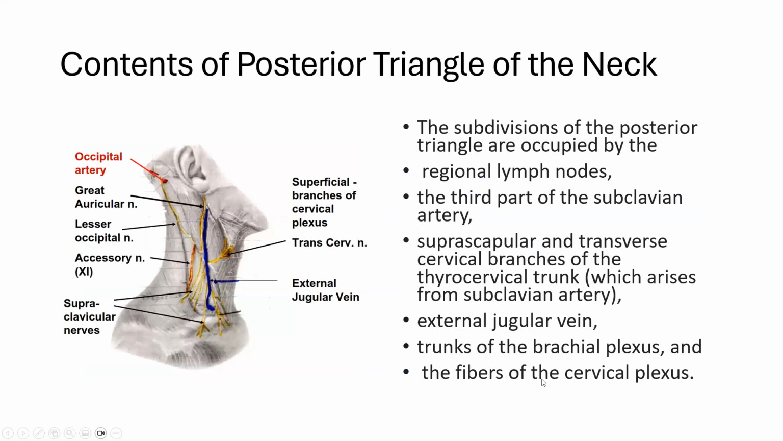If we look at the contents of the posterior triangle of the neck, the subdivisions of the posterior triangle are occupied by the regional lymph nodes, the third part of the subclavian artery, suprascapular and transverse cervical branches of the thyrocervical trunk, which arises from the subclavian artery, the external jugular vein, trunks of the brachial plexus, and the fibers of the cervical plexus.